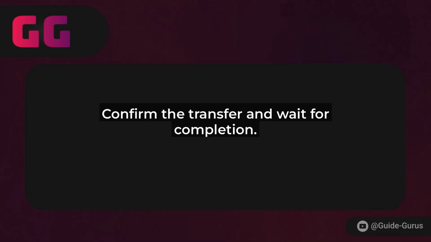Step 5. Sit tight. Transactions usually take a few minutes to an hour, but it can vary. Once it's done, head back to Uphold and check your wallet to confirm the Tether has arrived.